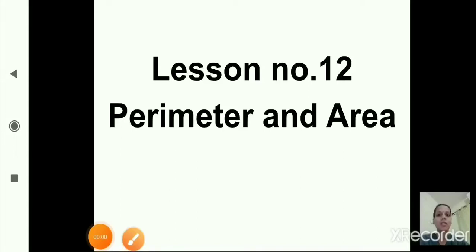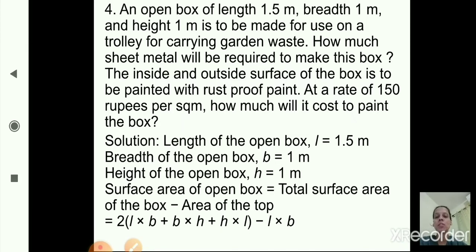Good morning students. We are on practice set 47. The last sum is remaining, that is question number 4. So this is question number 4 from practice set 47. Okay, and the last sum from this lesson.